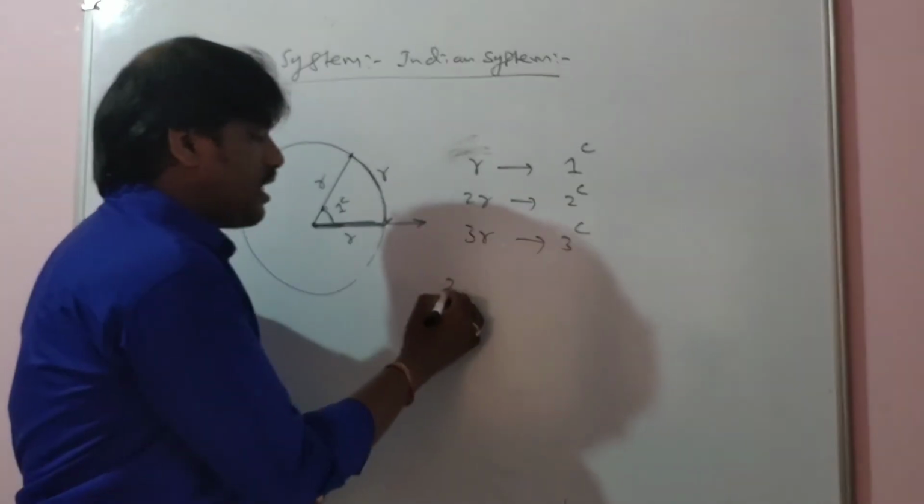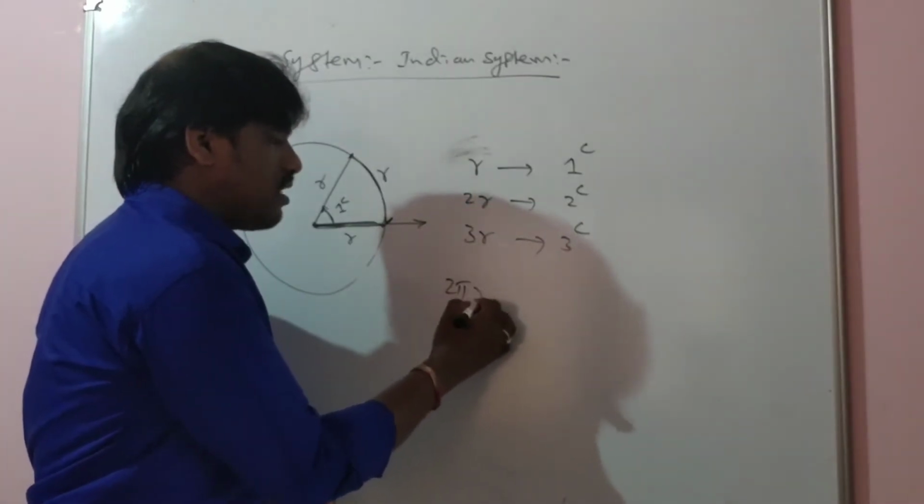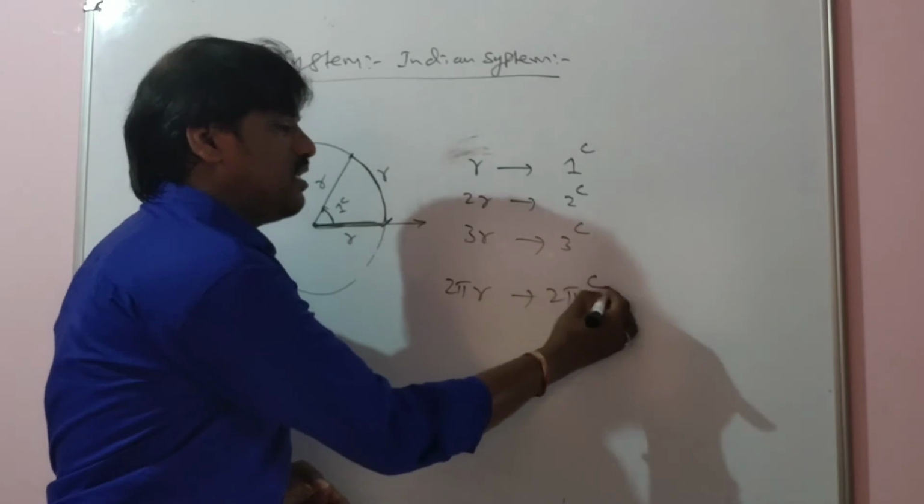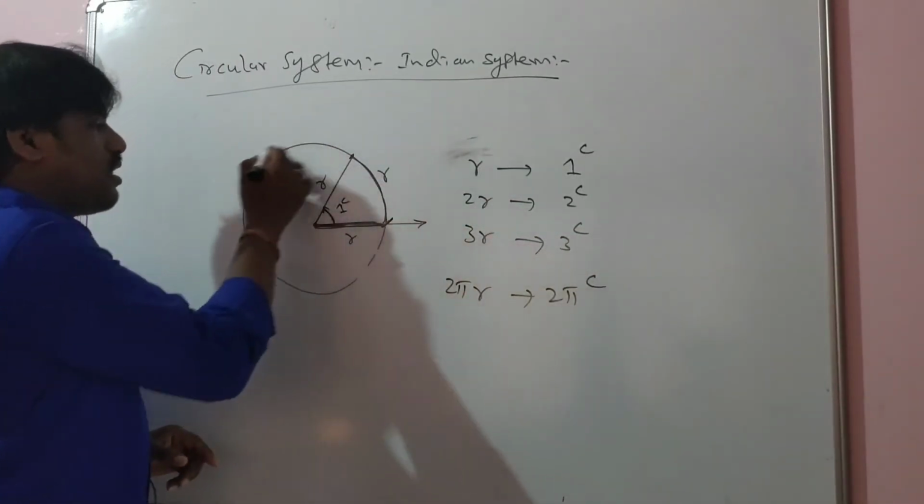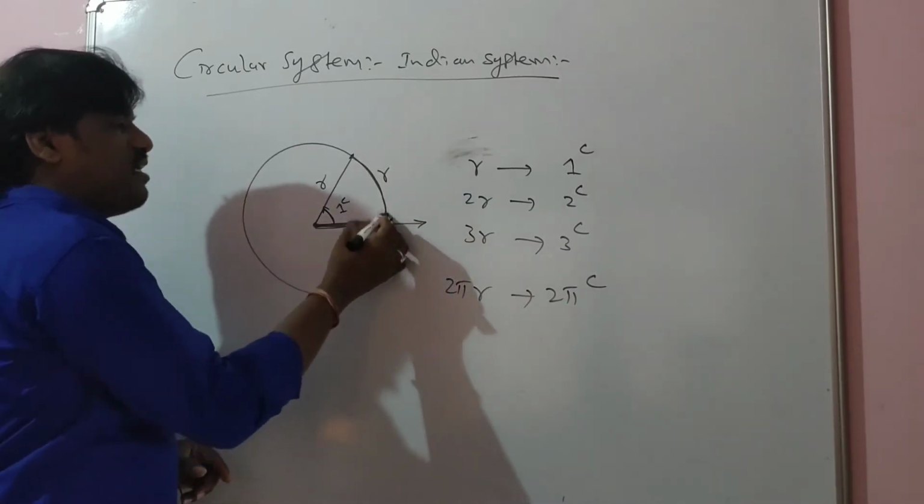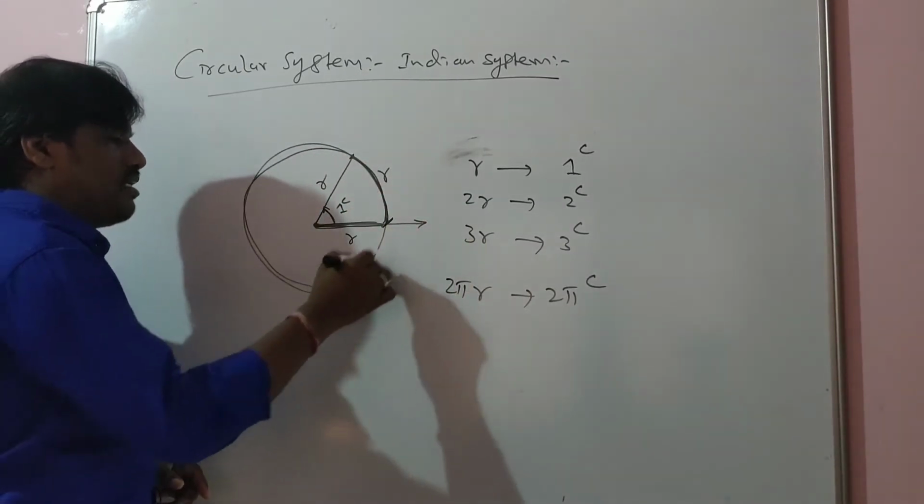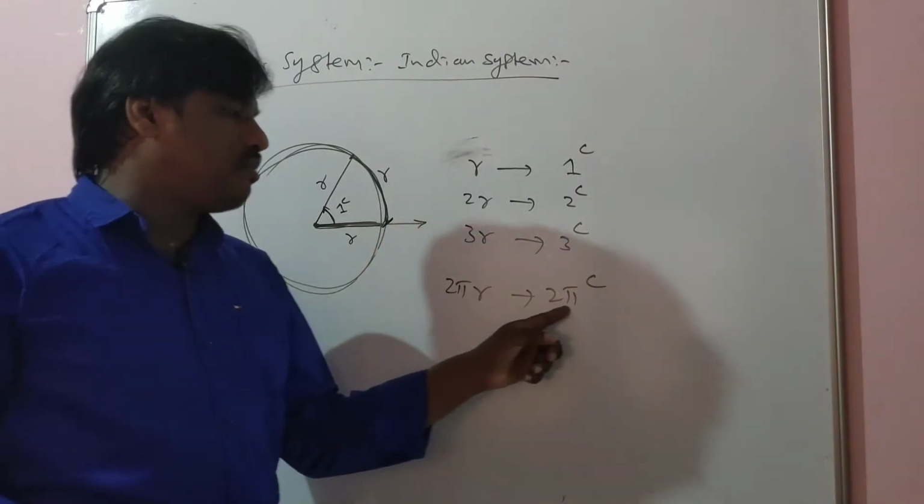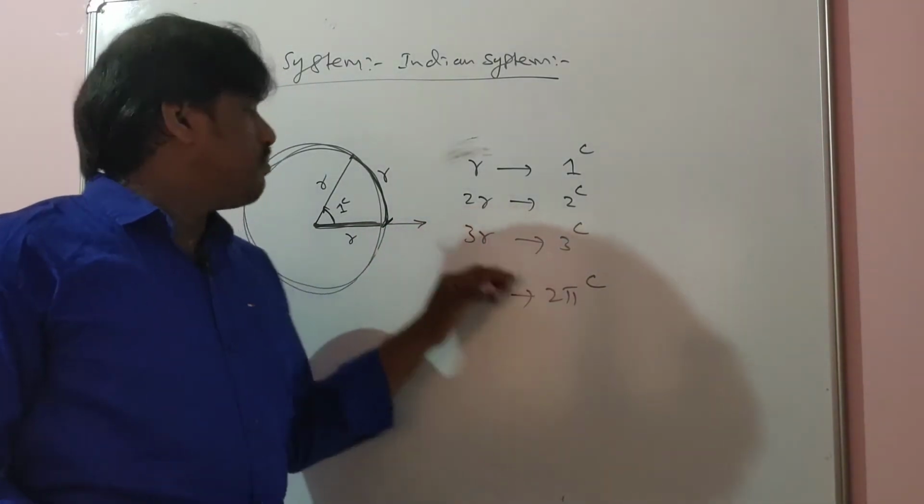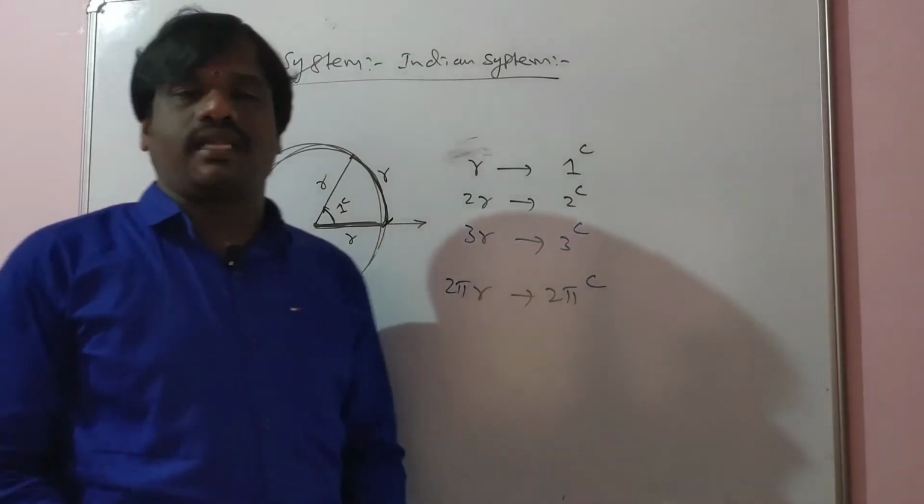2 pi r distance makes 2 pi radians. So it makes the complete revolution, that is the circumference of the circle, 2 pi r. The circumference of the circle is what? 2 pi r. So 2 pi r makes how many radians? 2 pi radians. This means the total circle makes 2 pi radians.